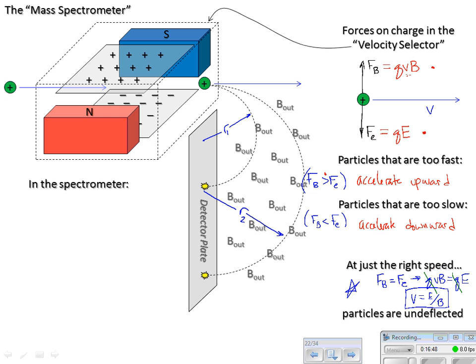So now, in the spectrometer, in this part, this is really what I call the spectrometer, right? We have the velocity selector in the beginning. This part where the magnetic field is in the detector plate, that's the spectrometer. So what happens out there? Well, that's where we go back to our circular motion part, right?